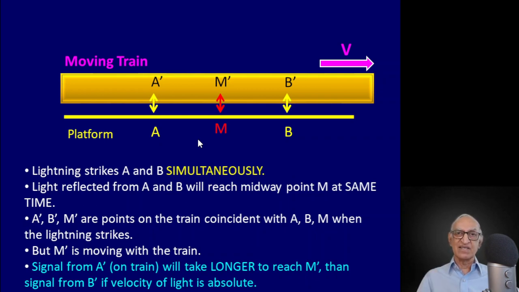According to Galilean and Newtonian physics, the velocity of light depends on the velocity of the source. So since this mirror at A prime itself is moving with the velocity V, light will travel with the velocity V plus C. And since this mirror is moving in the other direction, the velocity will be C minus V. The velocity of light depends on the velocity of the source or the mirror. But not if the velocity is absolute, as demanded by Maxwell. Therefore, whereas in the pre-Maxwell era, A prime and B prime would have also considered the lightning to have struck simultaneously, post-Maxwell, the observers at A prime and B prime will conclude that the lightning did not strike simultaneously, because the light reflected does not reach M prime at the same time.